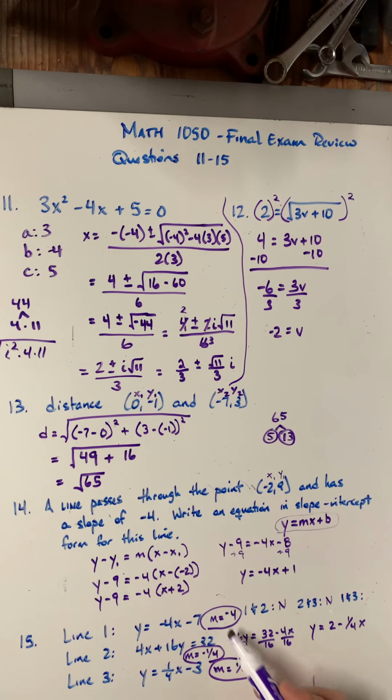Then I would look at 1 and 3. They're opposite signs and they're reciprocals. This is a 4, this is a 1/4. This is a negative, this is a positive. So these 2 lines are perpendicular, and that's the symbol for perpendicular, or you would just check that box or whatever on your homework screen.